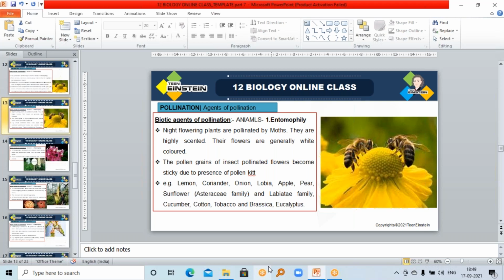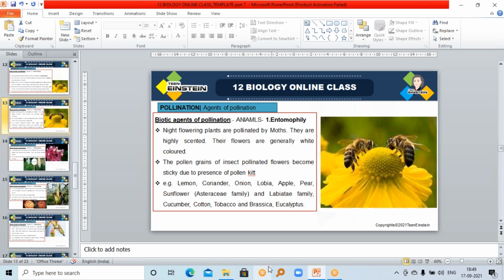That normal adhesive material which is present around the pollen grains helps it stick to the body of the insect. It is a sticky layer found on the surface of the mature pollen grain, or the adhesive material present around the pollen grain. That is called pollen kit.